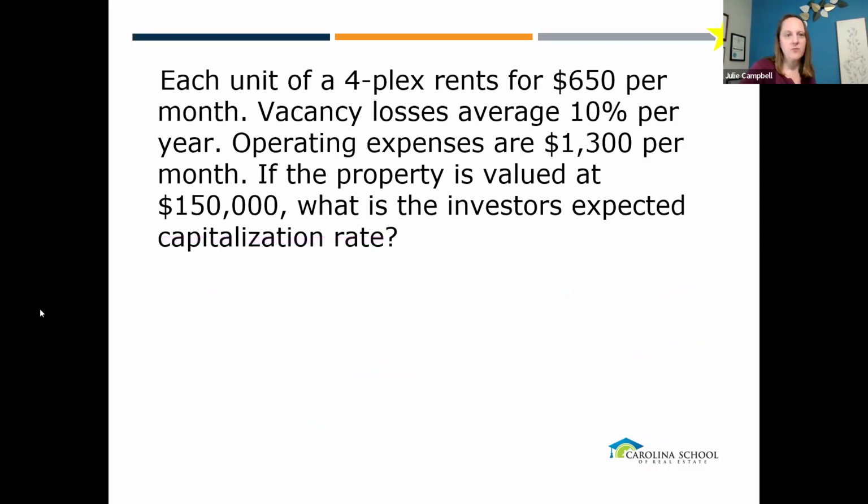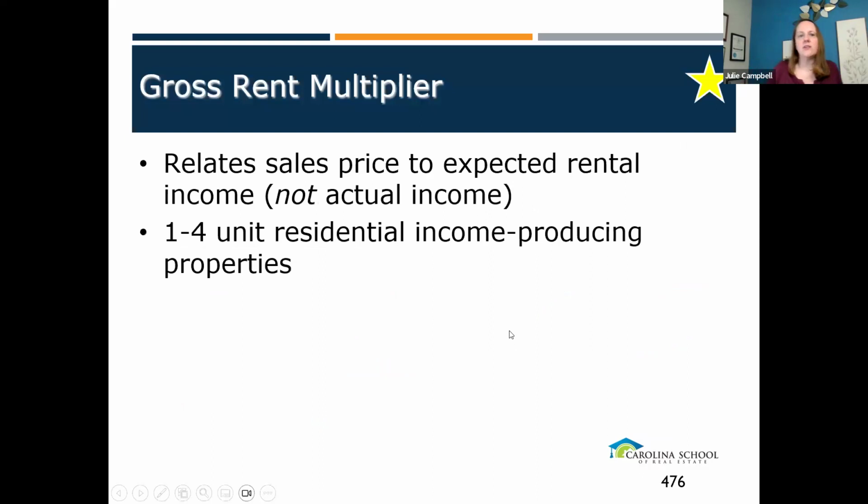Speaking of investors, another tool they may use is something called the gross rent multiplier, or the GRM. I call it the GERM. Let's say you're an investor considering purchasing an income producing property, but you don't know the operating expenses. You don't know the income. You don't know what rent you're collecting. You just need some numbers to help you guesstimate. So the gross rent multiplier can help the investor determine if this income producing property is worth purchasing or not.